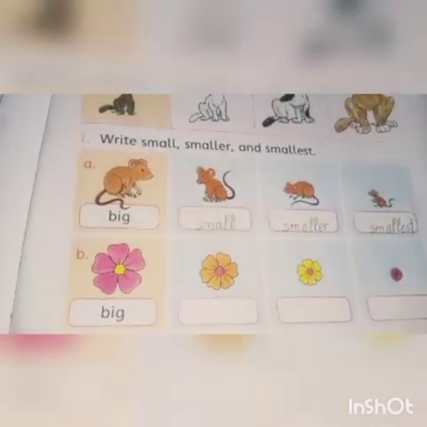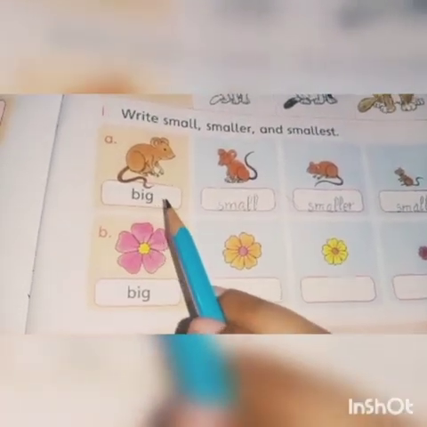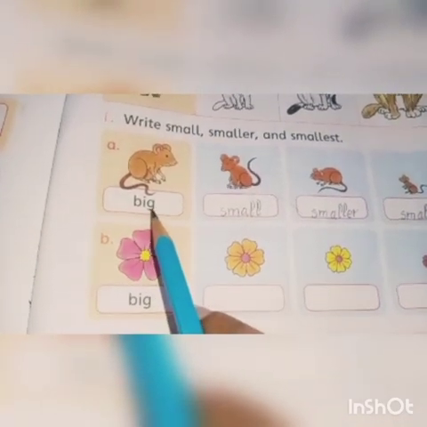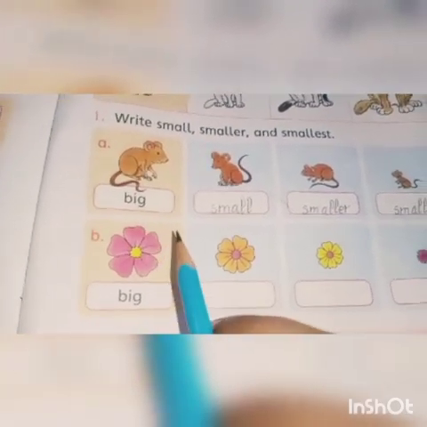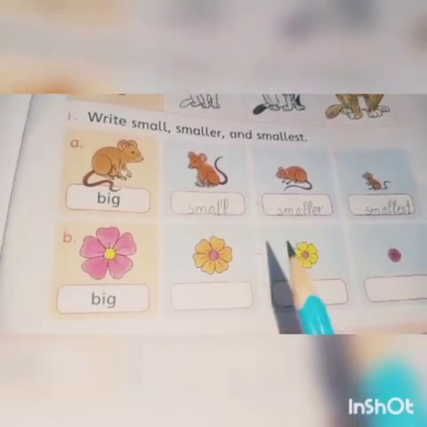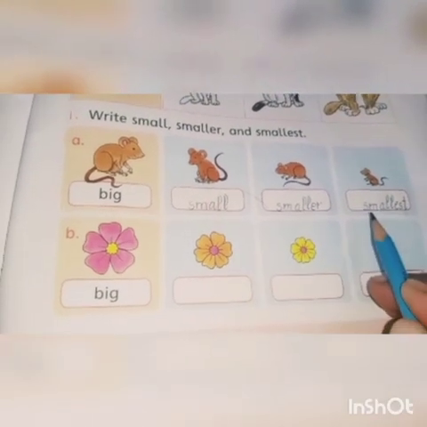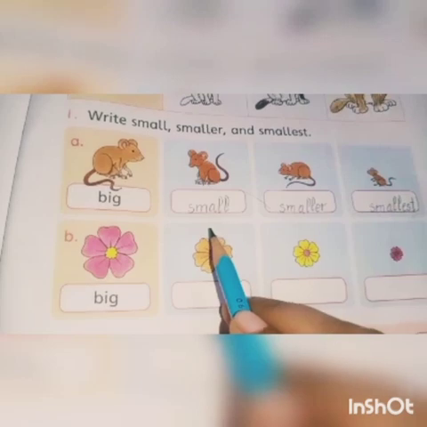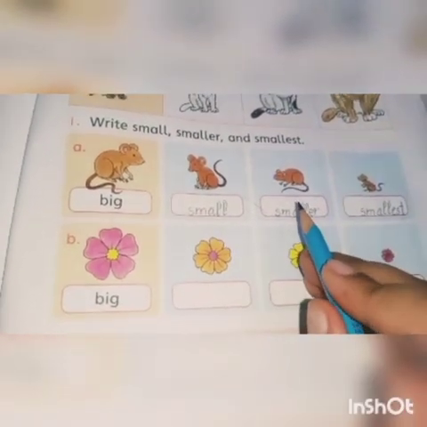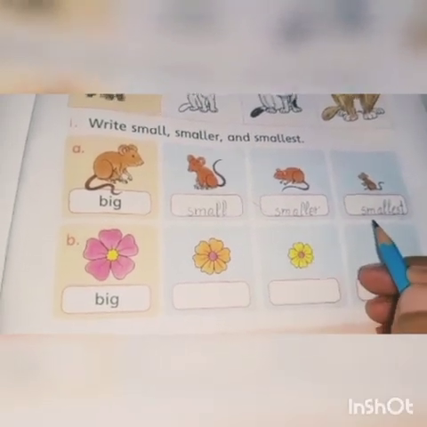Students, you can see here we have 4 mouse. This one is bigger than all these mouse. So here big is already written. Then we are going to differentiate these 3 mouse. We can see that this one is bigger than these 2 mouse. So we write small here. Then we can see this one picture of the mouse. It is smaller than this one but bigger than this one.